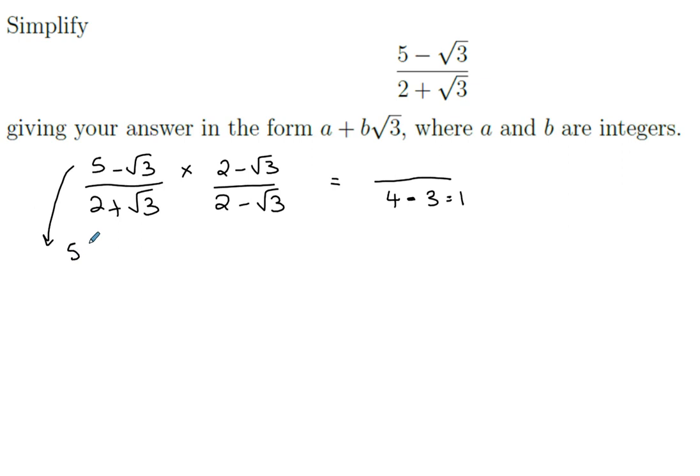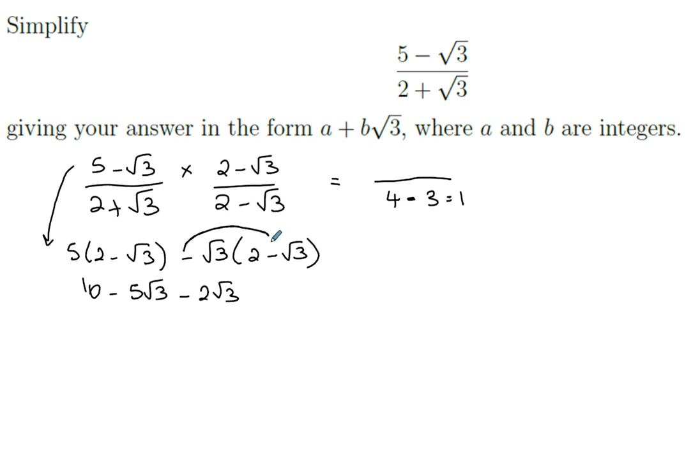So we'll go 5, 2 minus surd 3, minus surd 3 times 2 minus surd 3. So we'll have 10 minus 5 surd 3 minus 2 surd 3, and then minus times minus is positive, and then surd 3 times surd 3 is 3. So we're collecting like terms. We've got 10 plus 3 is 13, minus 5 minus 2 is minus 7 surd 3.